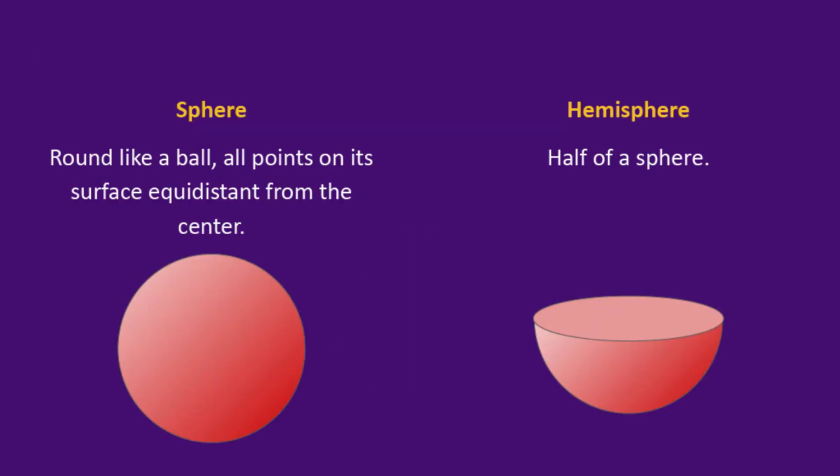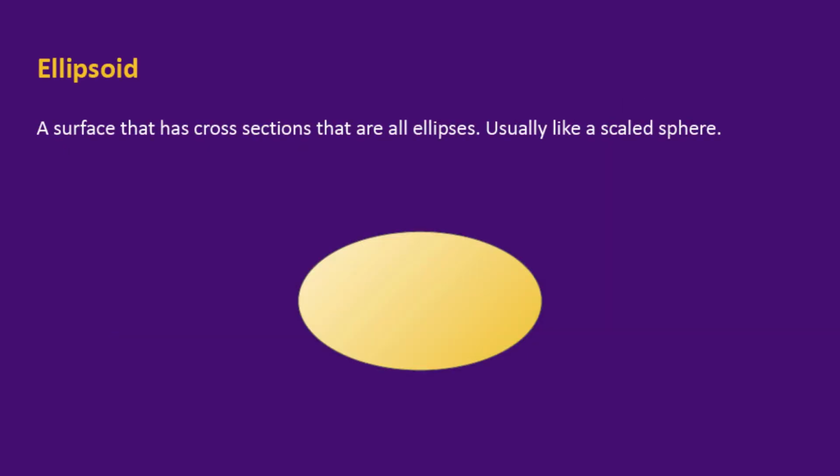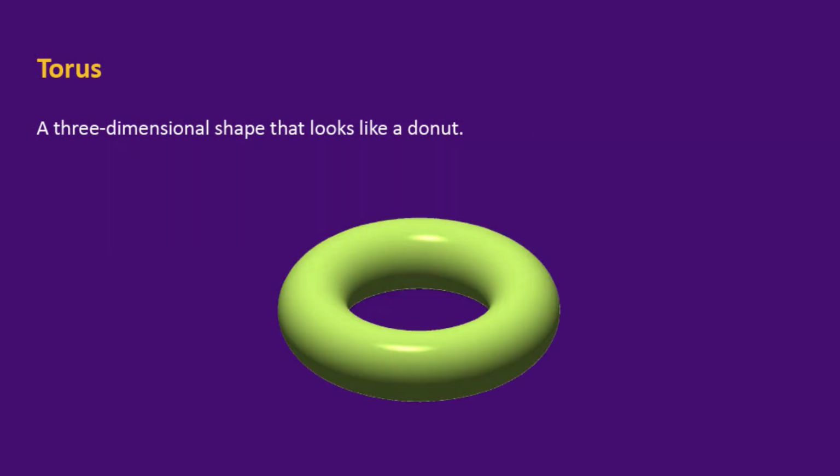A sphere, which is a round shape like a ball, in which all points on its surface are equidistant from the center. A hemisphere, which is half of a sphere. An ellipsoid, which is a surface that has cross-sections that are all ellipses. It is usually like a scaled sphere. And a torus, which looks like a donut.